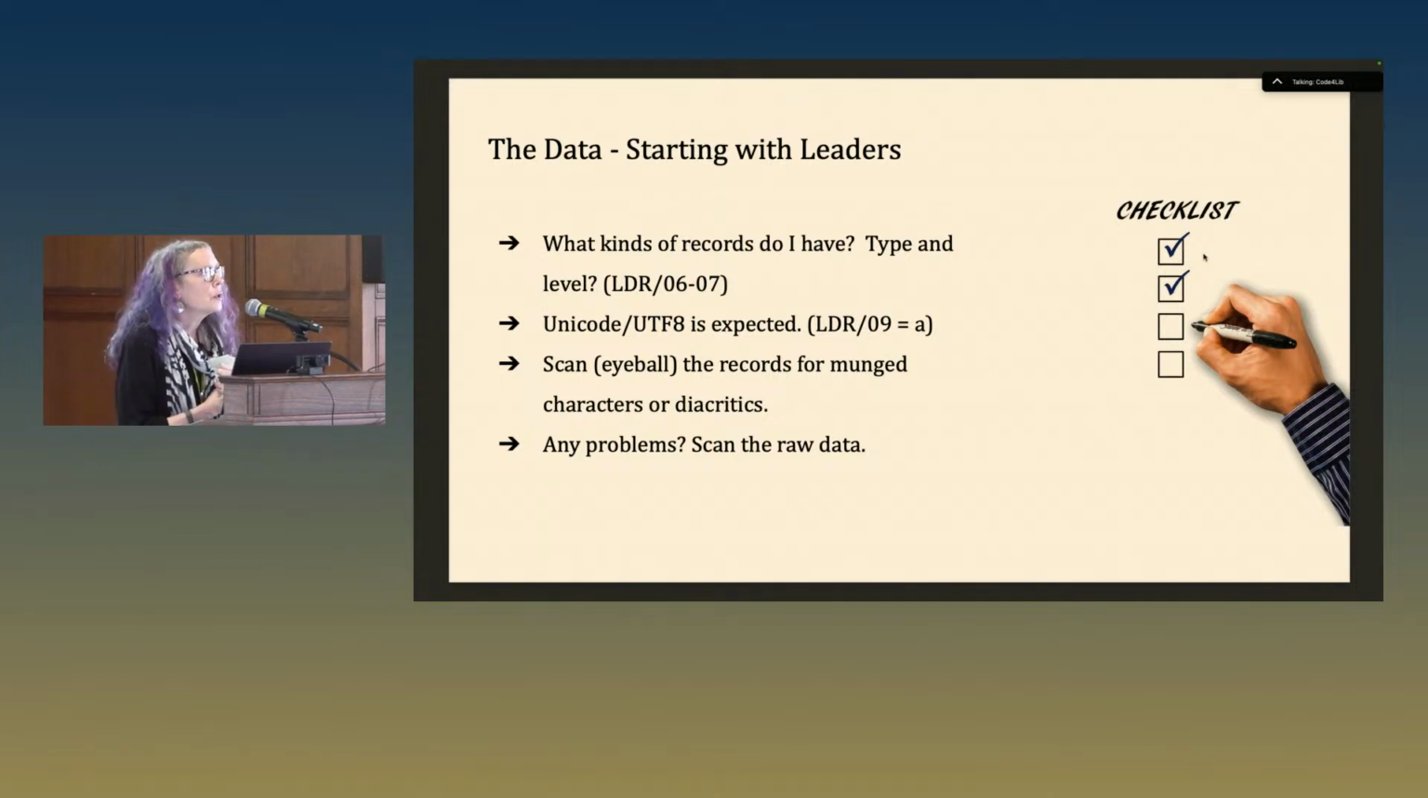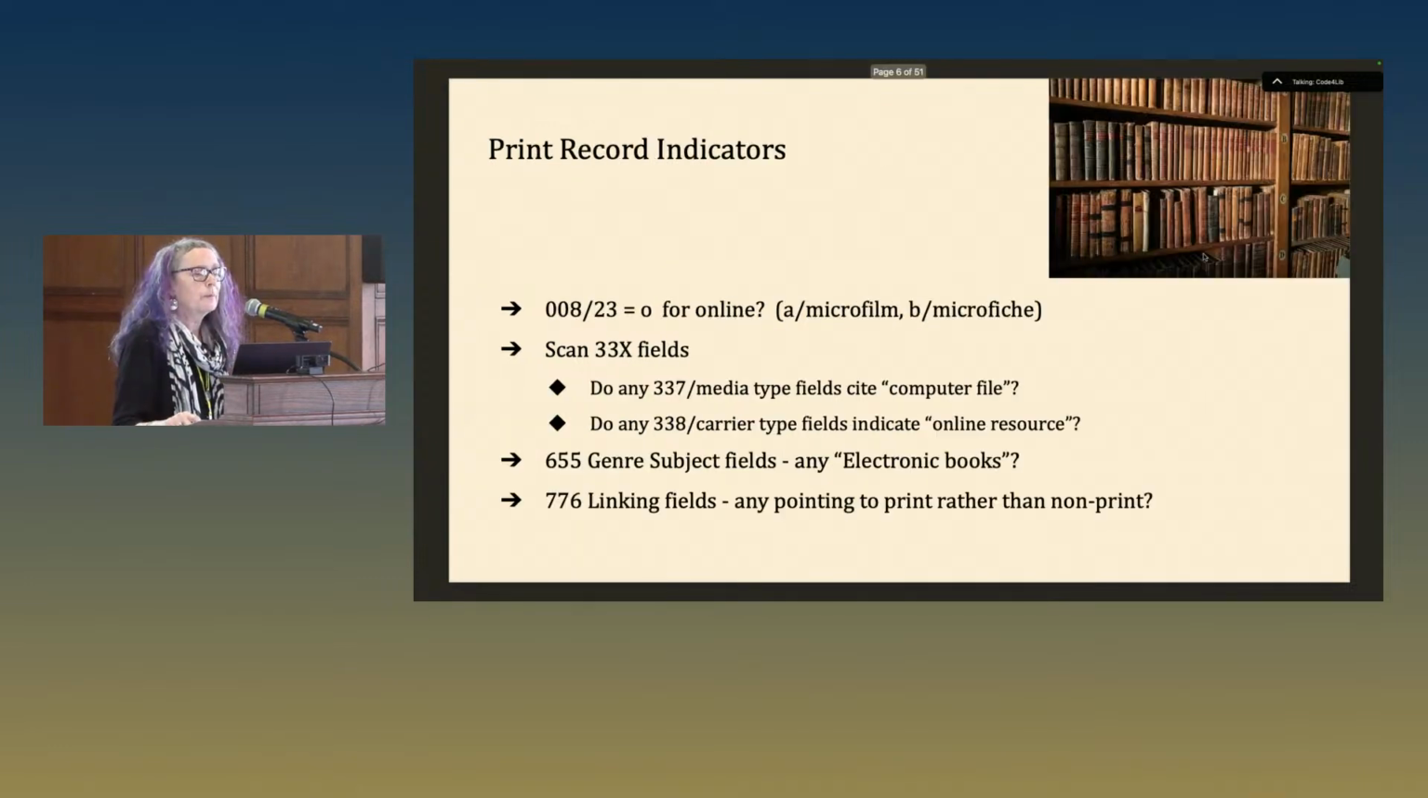So first, I start browsing through the leaders. I want to get a sense of what kind of records I have. So I'm kind of honing in on the leaders 6 and 7, mostly I'm looking for, have I got a lot of monographs, or have I got a lot of serials, or have I got something else in those records? I'll look at the leader 9 to see if it's got that A code that says, I claim that I am sending you Unicode or UTF-8 encoded records. And I'll scroll through the records and see if they have diacritics. And are the diacritics looking good, or are they maybe a little bit munged, which happens sometimes. And again, I'm just going to scroll. I'm going to eyeball that data.